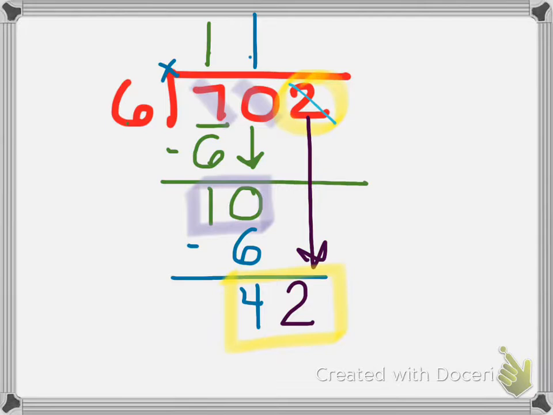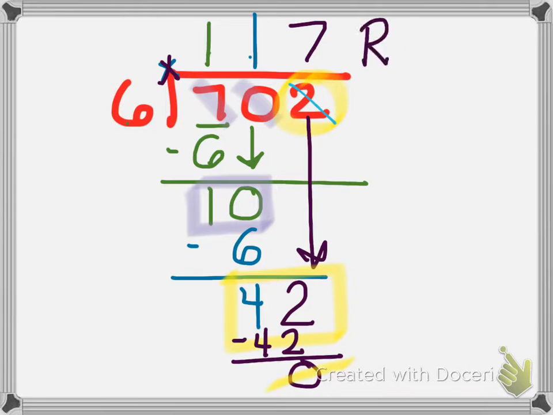All right, 42 divided by 6. 6, 12, 18, 24, 30, 36, 42. I counted 7 6s. 7 times 6 is 42. Subtract 0. Check. Do I have anything over here to bring down? I do not. So since I don't have anything left to bring down, 0 is my remainder. The quotient is 117. The remainder is 2.